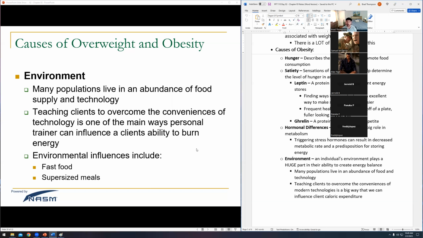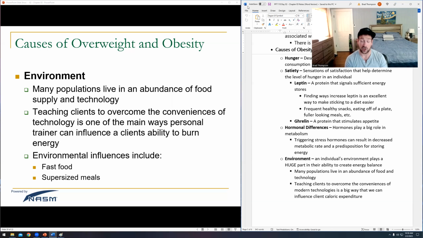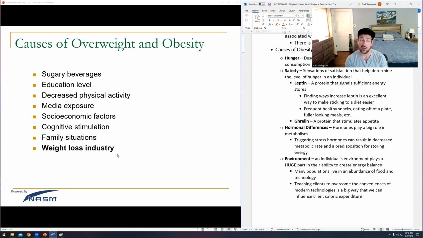If you want ice cream, then go on a date and go for a walk and get some ice cream, but don't bring it into your house. Then it becomes very unconscious. So sugary beverages is a big deal. The weight loss industry also leads to misinformation, which is one of the reasons why people struggle with their weight.